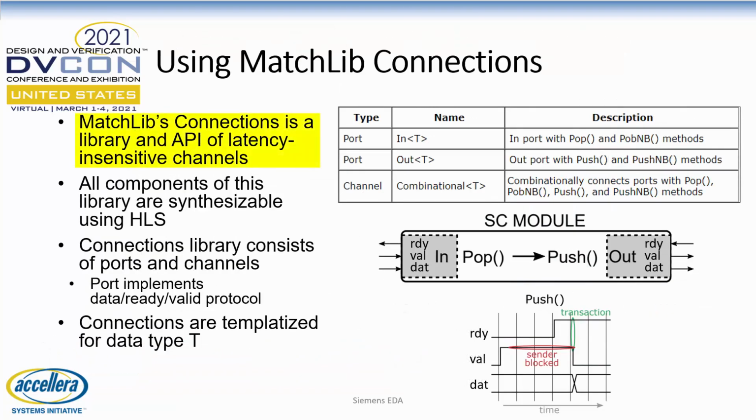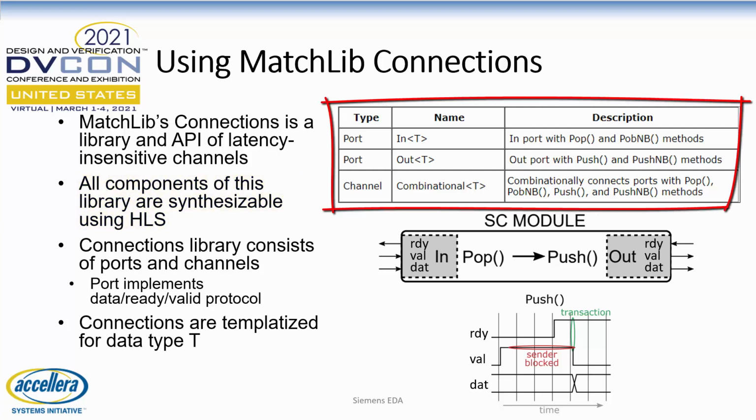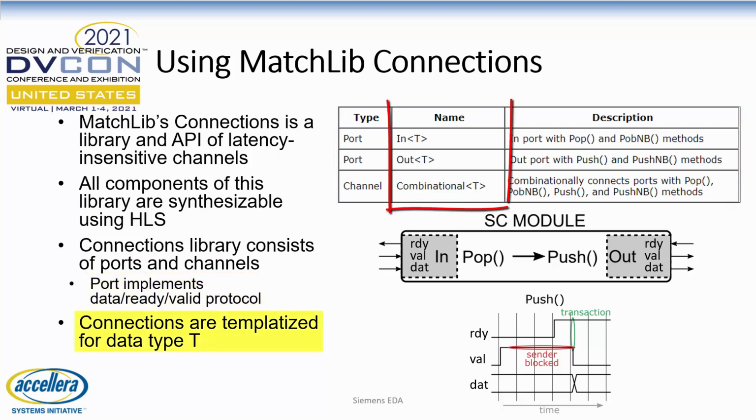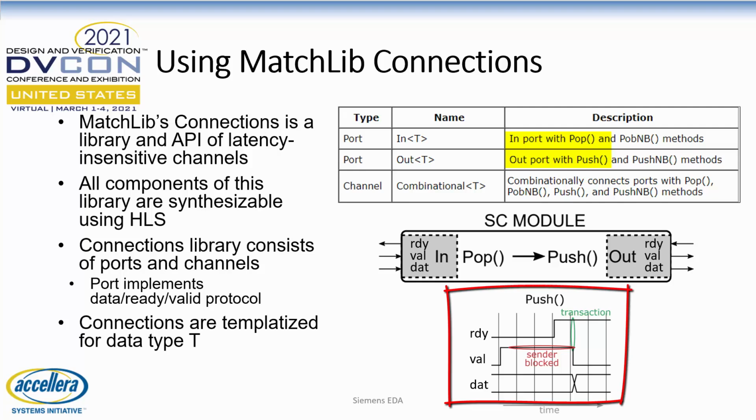MatchLib Connections is a library and API of latency-insensitive channels. All of the components in the MatchLib library are synthesizable using high-level synthesis. The Connections library consists of ports and channels, and the ports implement a data-ready valid type protocol. Furthermore, MatchLib connections are templatized for any data type. The MatchLib push and pop function calls are synthesized to a data-ready valid protocol. When both valid and ready are high, a MatchLib transaction can complete.